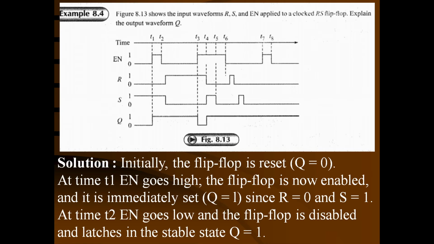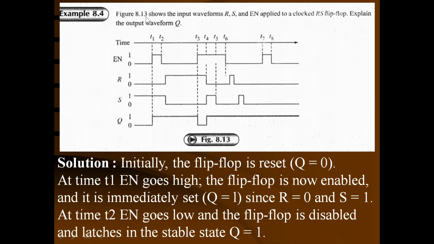Now, to understand this clock RS flip-flop, we are going to take one example in the form of waveforms. There are three input waveforms given. Consider that S is given as a waveform, R is also given as a waveform, and the enable input is given as a clock waveform like this. When the enable input is low, it is shown by 0. When it is high, it is shown by 1. Similarly for R and S. And you are asked to sketch the output waveform for this one. So this example is this.